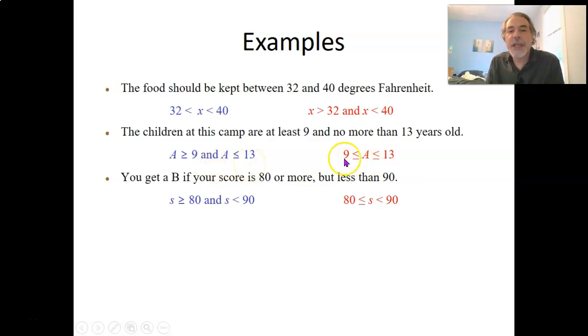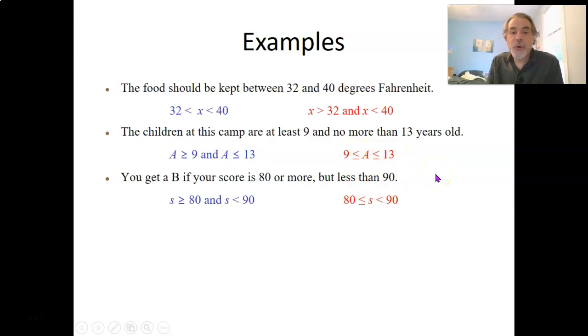Or we could put the A between the 9 and the 13. 9 is less than or equal to A is less than or equal to 13. So the age here is between the 9 and the 13. Greater than or equal to 9, less than or equal to 13.